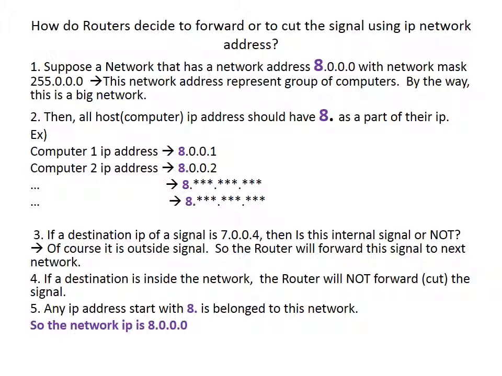If a destination IP of a signal is 7.0.0.4, then it is an outside signal because the network portion of the IP address is different from 8. So the router will forward the signal to the next network.